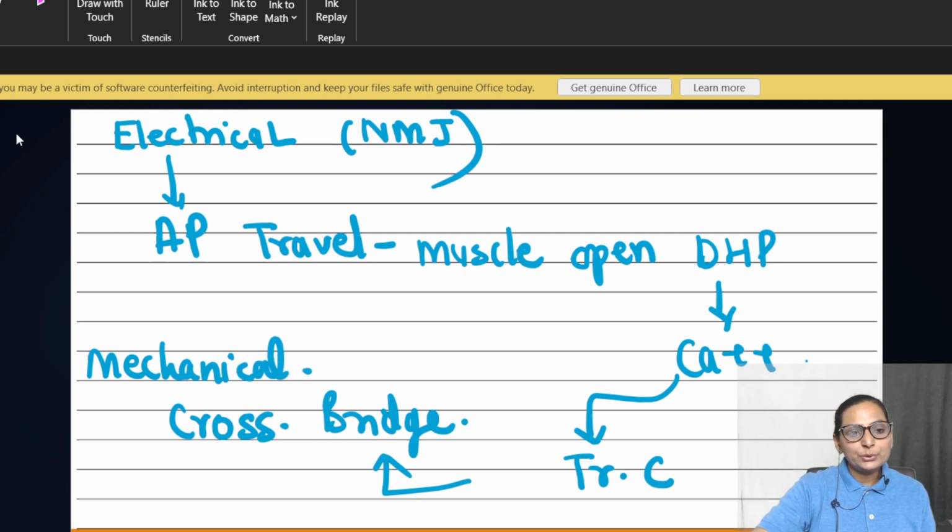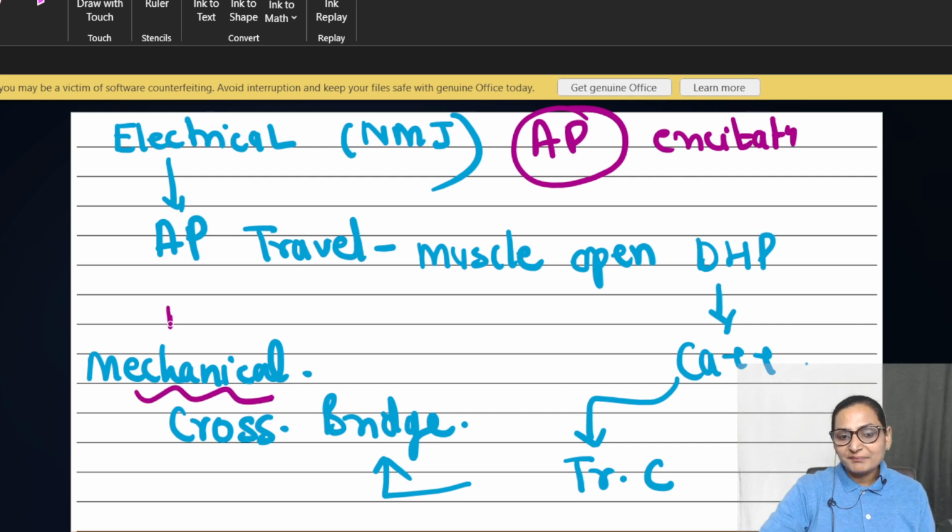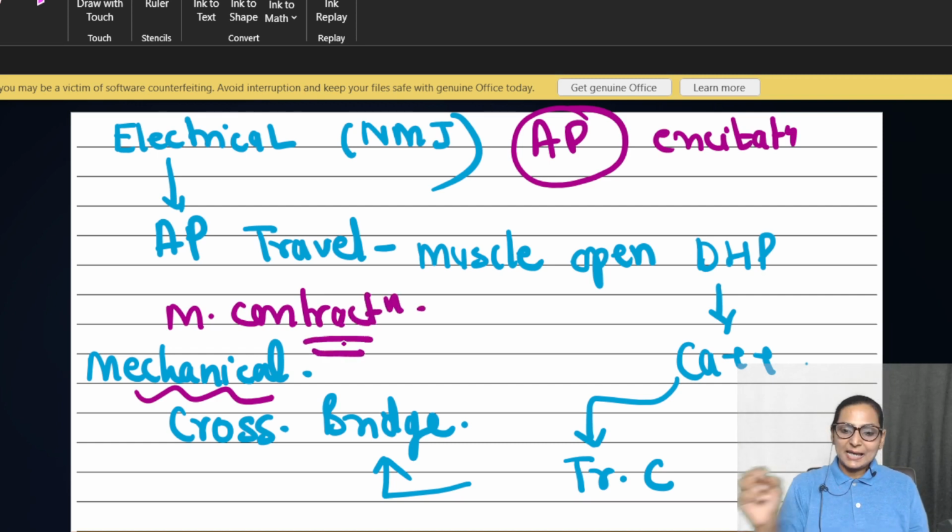That means what did we do? We caused an action potential, that is an electrical event, that means excitation, which resulted in the mechanical event, that is the muscle contraction. This is what is called excitation contraction coupling. So if you get an answer on excitation contraction coupling, it is going to be different from the events at NMJ. The events at NMJ are up till the point when you develop the action potential. That means when the local potential, that is the end plate potential, is converted into an action potential.